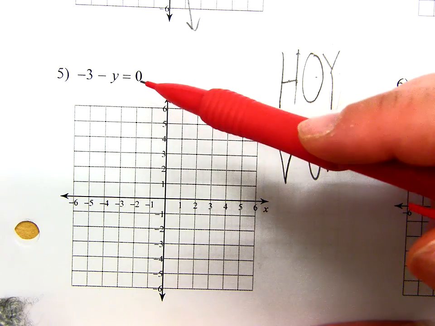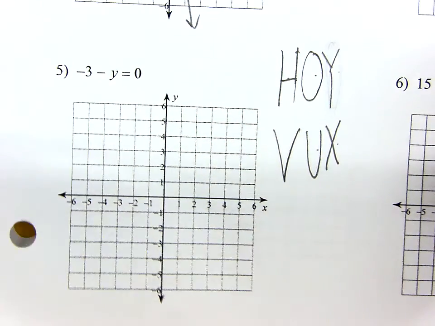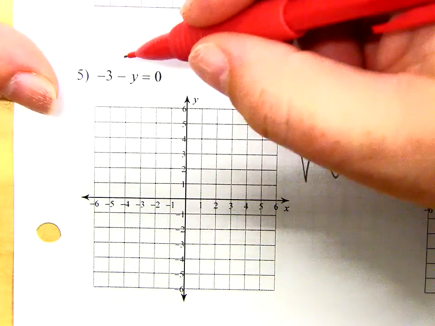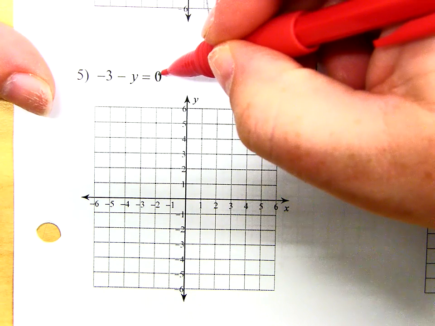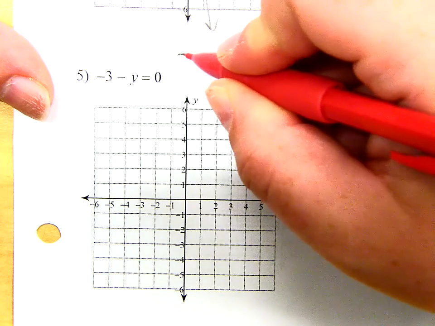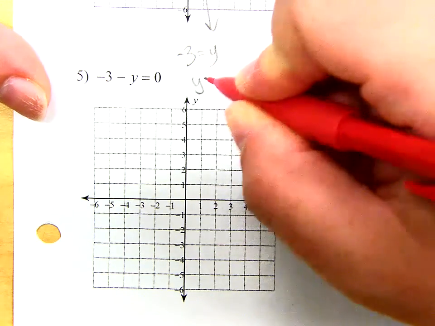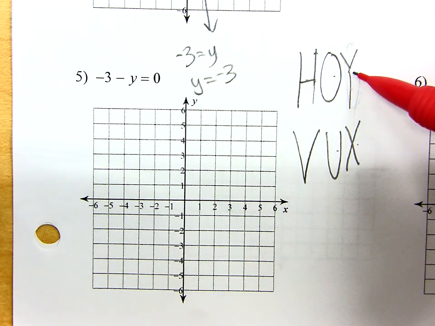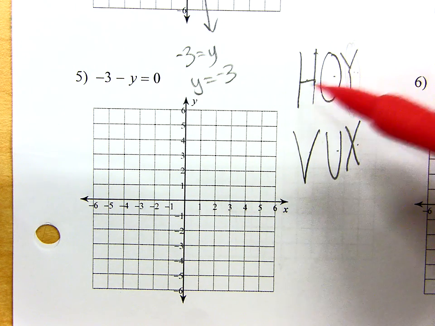So if I look at number 5, right now I don't have just x or y equals. I have a y in there, but I want to get it by itself. So what should I do first? Can't we just add the y to the other side? Then the y will be positive. So I'll get -3 equals y, or y equals -3, because I hate having the y on the right-hand side. So now I know which of the two I'm going to have. Because it's y equals, I'm going to have a what type of line? Horizontal. That's it.